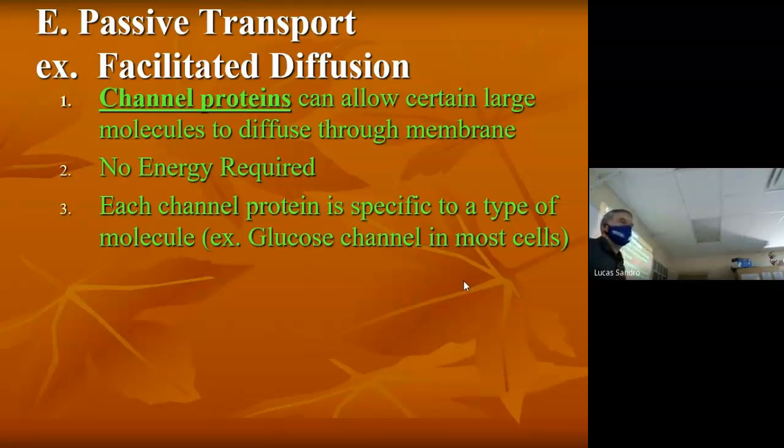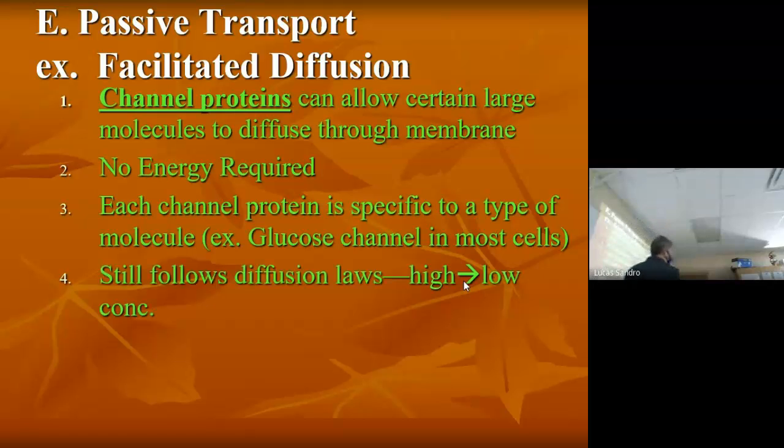It is important to remember that this is diffusion. Diffusion with help, but still just diffusion. So you can't just force something across those channels, it's still going to have to be high to low concentration. You want the glucose to go in through the glucose channel, and you got to put a higher concentration outside the cell than there is inside the cell.